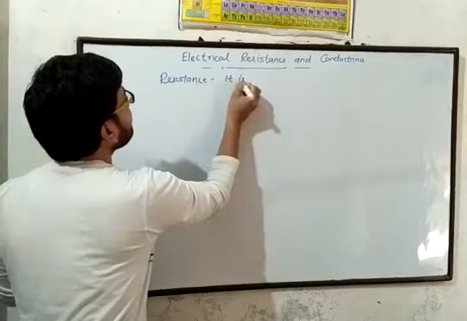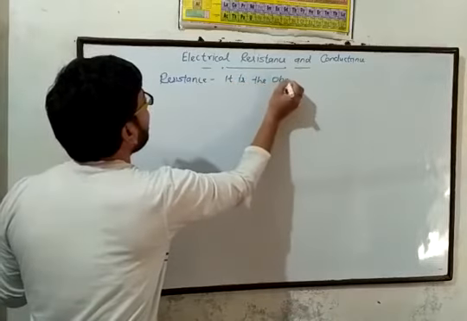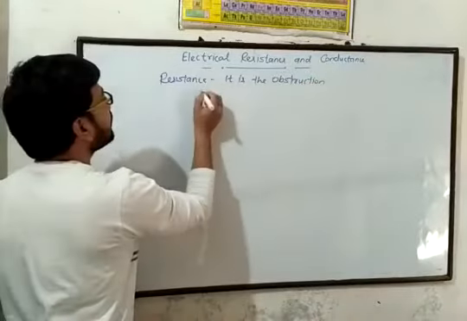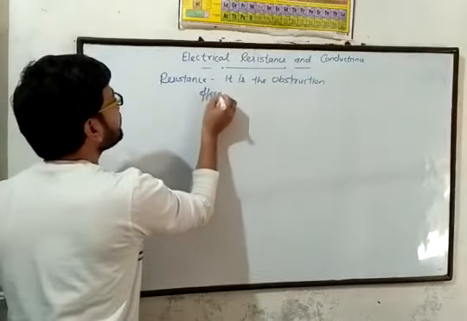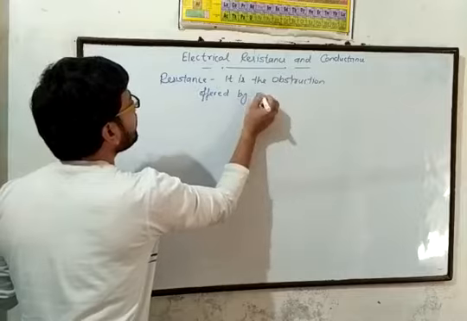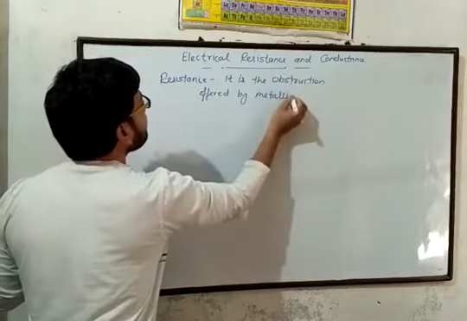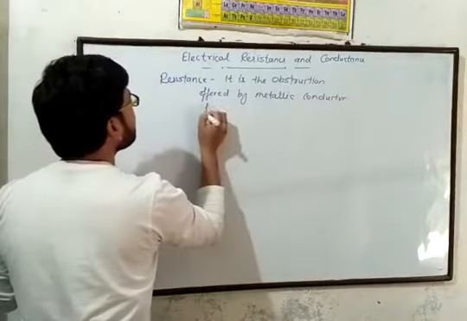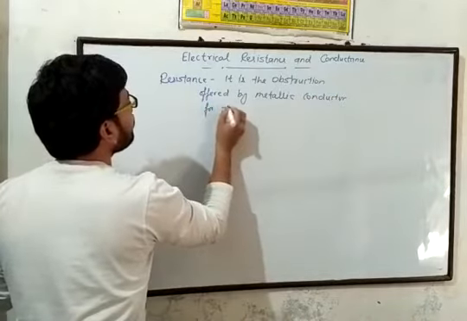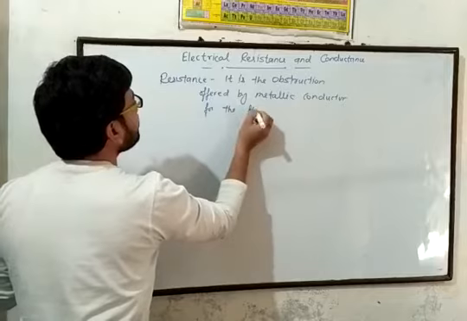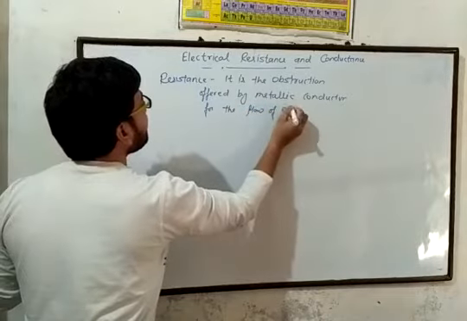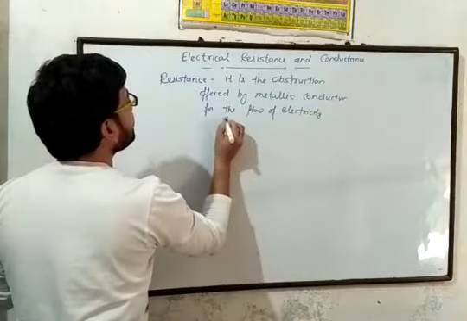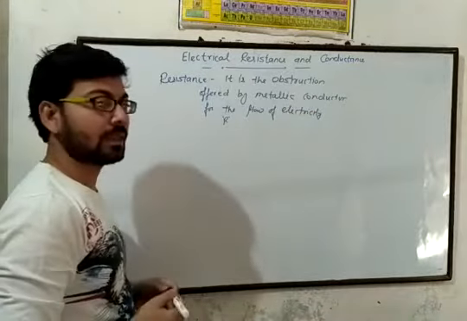It is the obstruction offered by a metallic conductor for the flow of electricity, and it is denoted by small r.